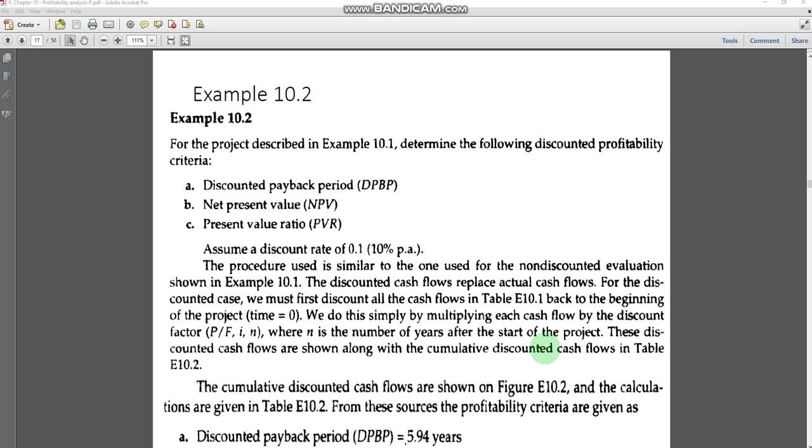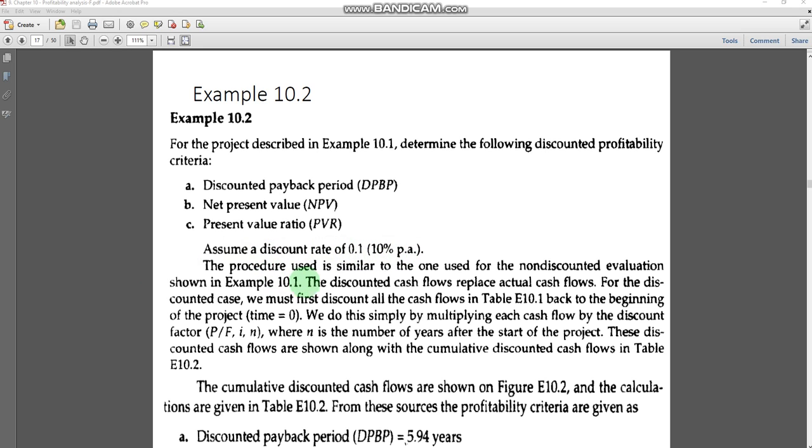Now let us solve this example. For the project described in example 10.1, determine the following discounted profitability criteria: the discounted payback period, DPPB, the net present value, and the present value ratio. Assume the discount rate to be 0.1, or 10% per annum.